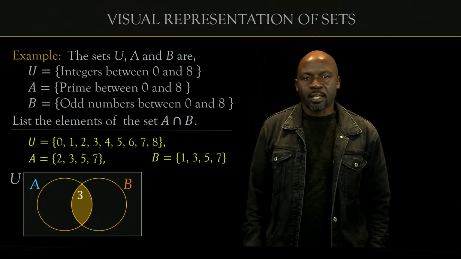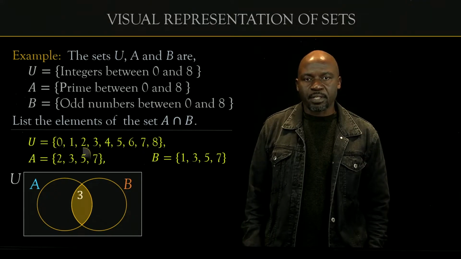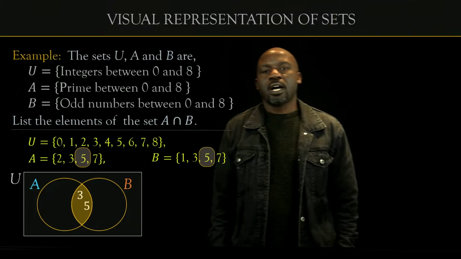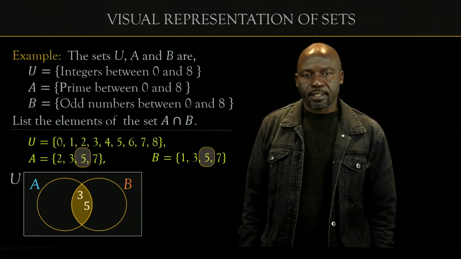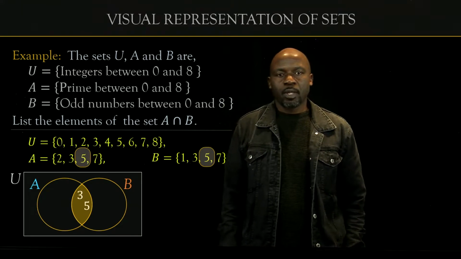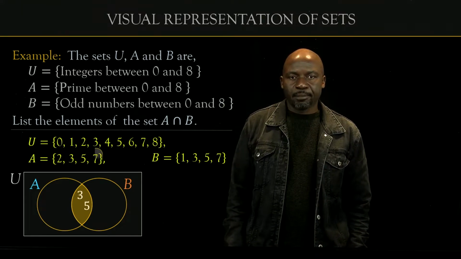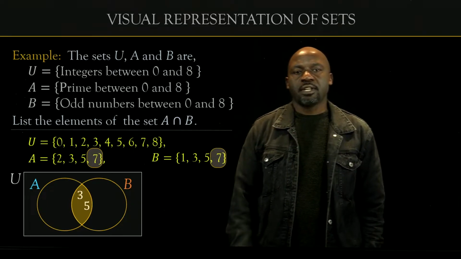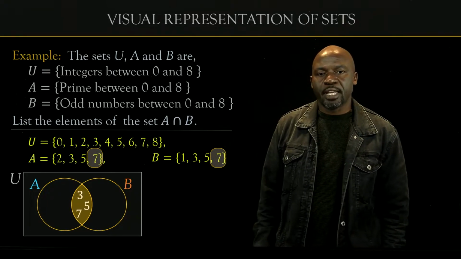The next one there is a 5. 5 is in set A, and it is also in set B, as you can see. And so 5 is also an element of the intersection of A and B. Lastly, we have a 7 there. And 7 is in A and it is also in B. So 7 is an element of the intersection set.